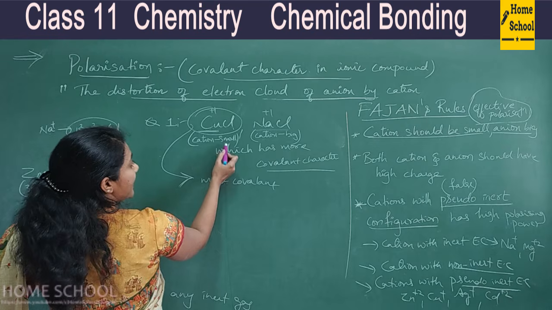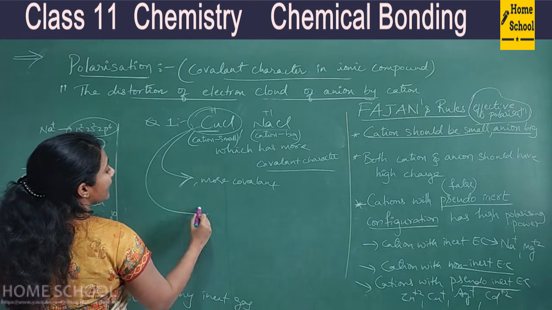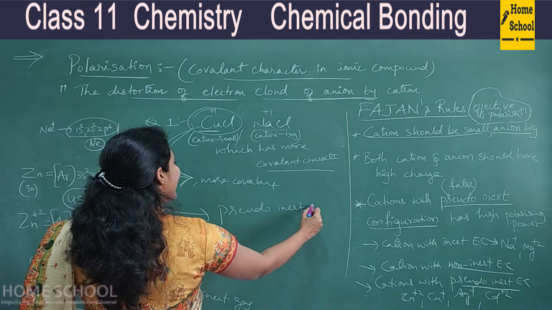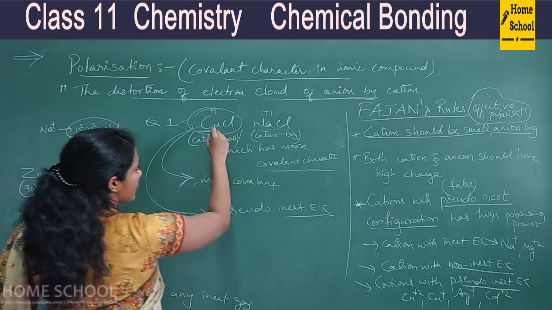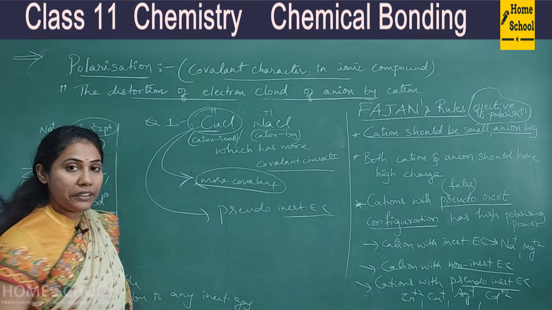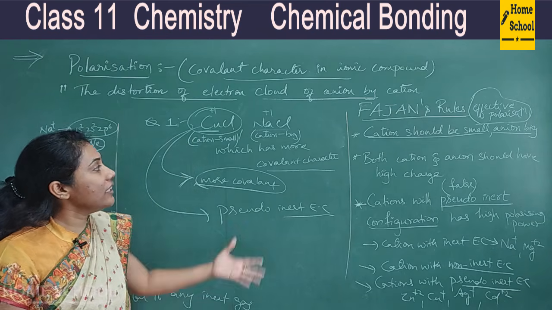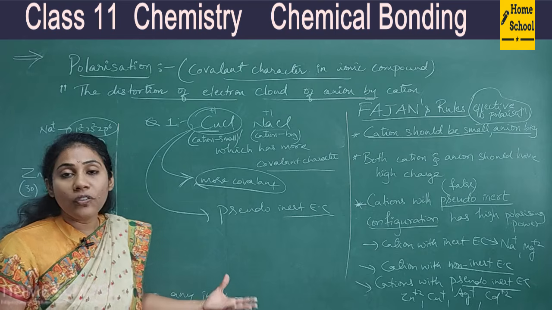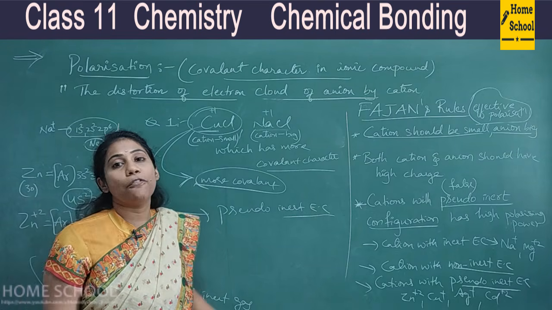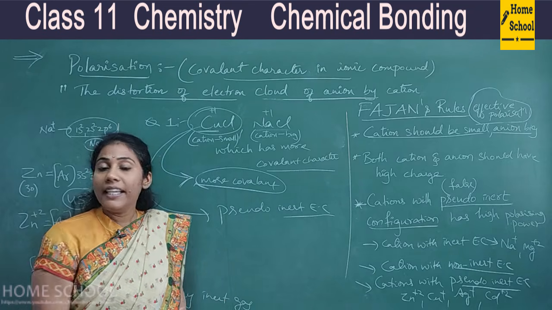So one reason is the size is small, the other reason is what? This particular copper has pseudo inert electronic configuration. So that is why this copper chloride has more covalent character. Clear? So this is how you can decide, among given compounds, which one is more covalent and which one is less covalent. This is one important type of question for your competitive examinations. So you have to be very, very careful.